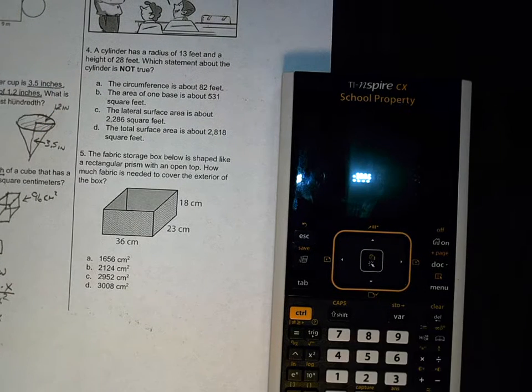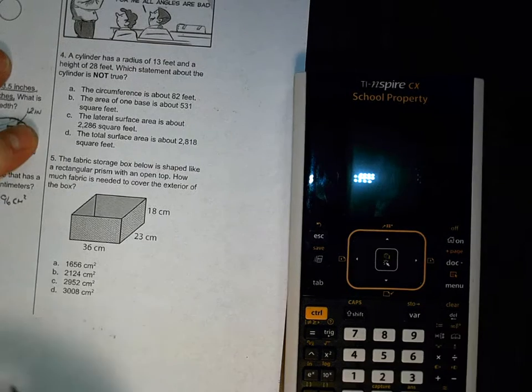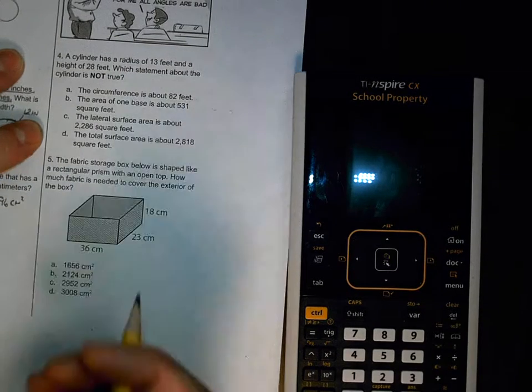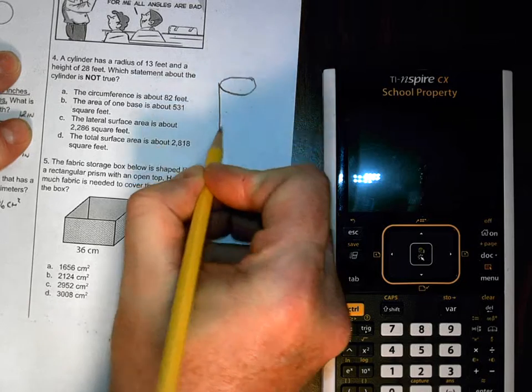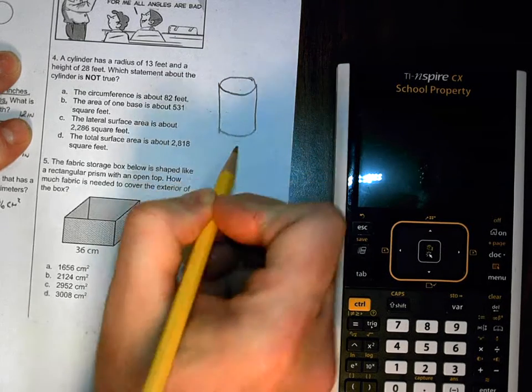So I've got a cylinder. It's got a radius of 13 feet and a height of 28 feet. Which statement about the cylinder is not true? First of all, I'm going to draw me a cylinder, because it makes everything so much easier. So I draw my cylinder.